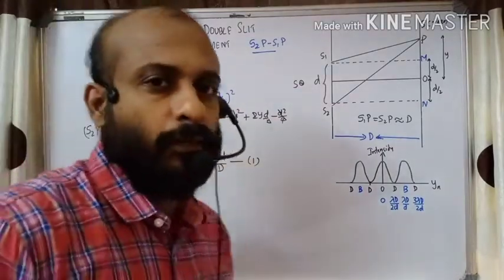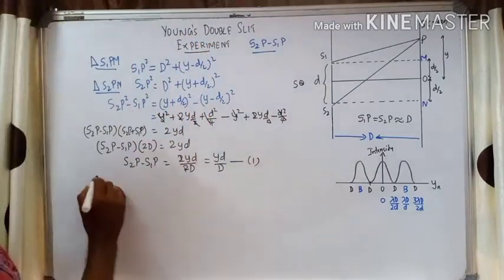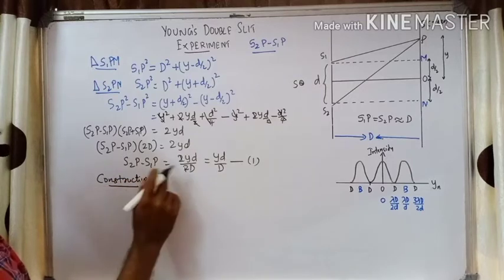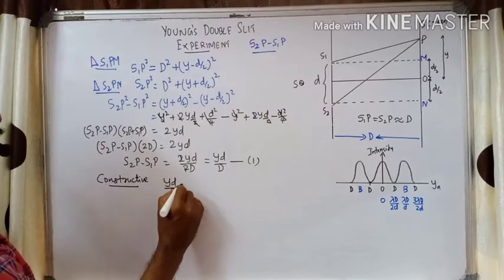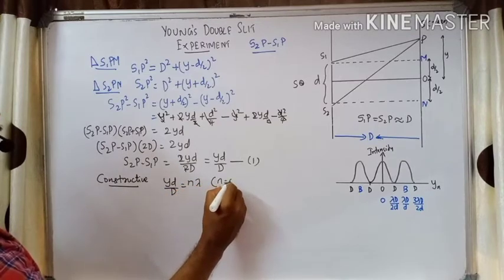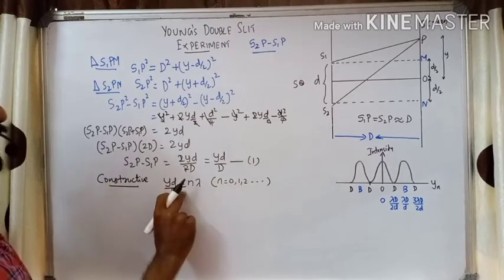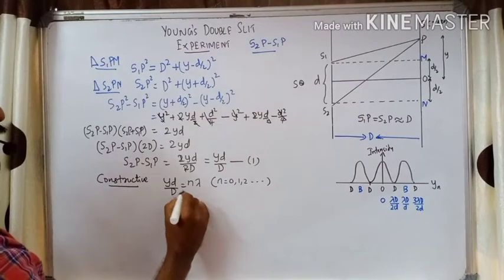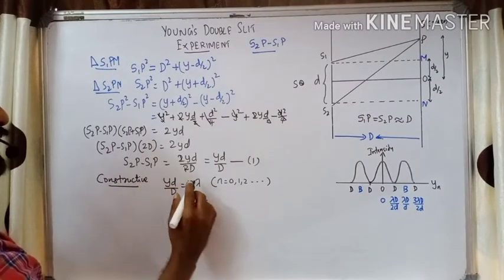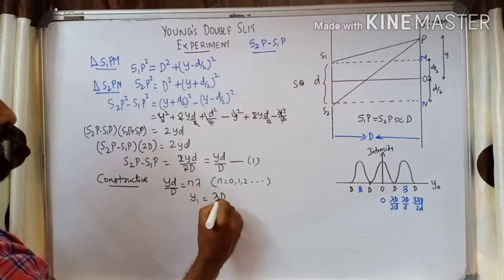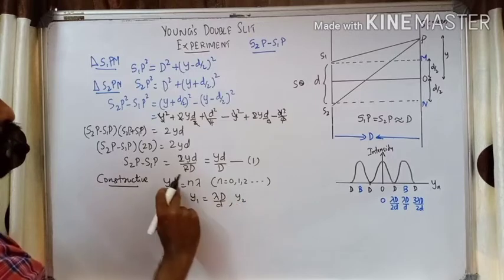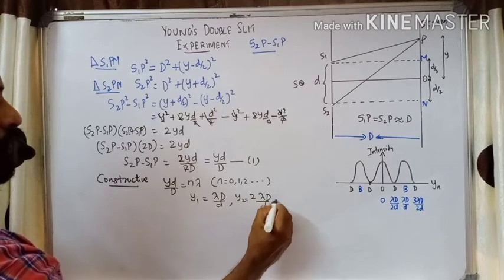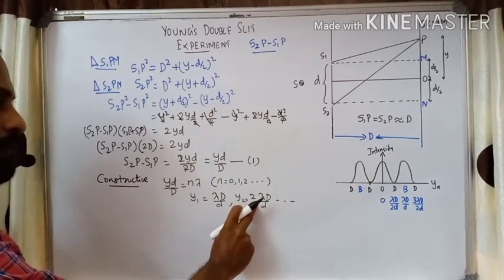Now, if this path difference is a multiple of n lambda, let us choose that for constructive interference. For a bright point, we have the condition yd by D is equal to n lambda, where n has value 0, 1, 2, etc. When n is equal to 0, we will get a central point, that is the central bright band. When n is equal to 1, Y1 is equal to lambda D by small d. When n is equal to 2, Y2 is equal to 2 lambda D by d, and so on. First bright band, second bright band.